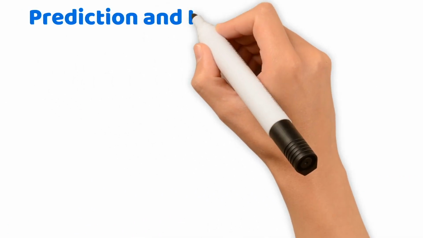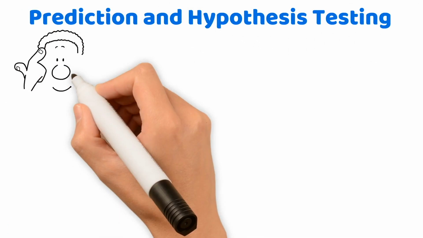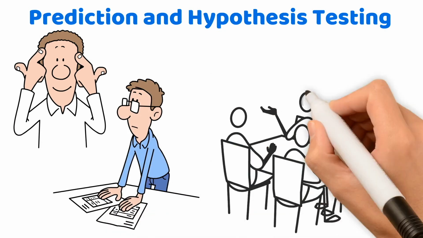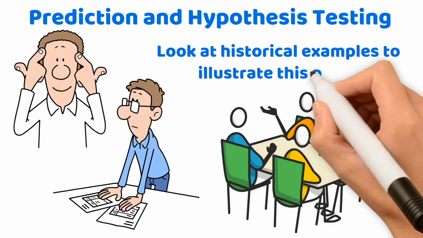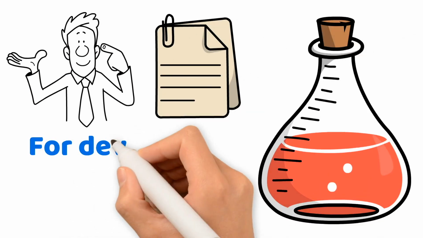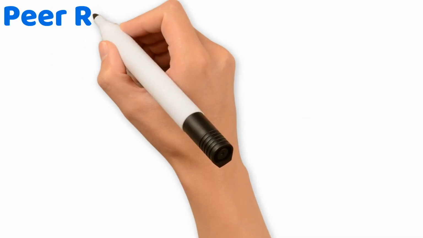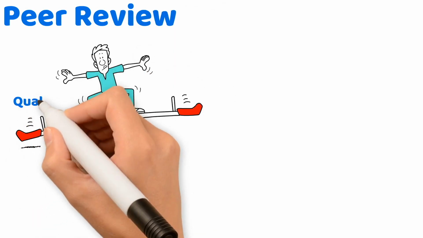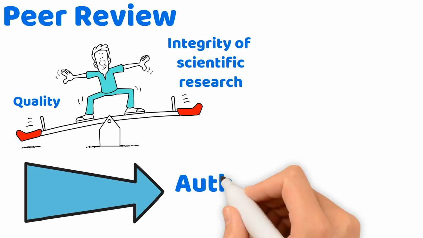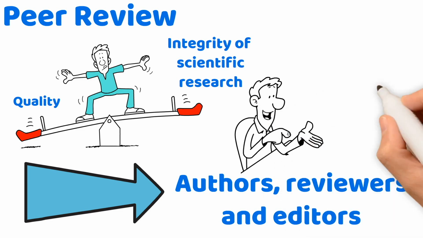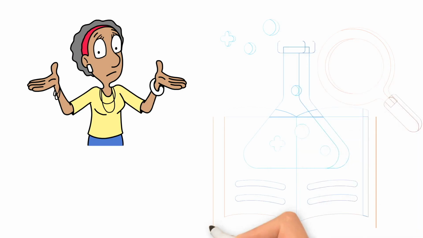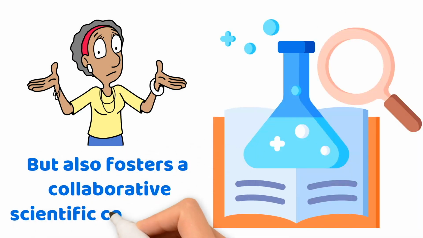Prediction and hypothesis testing. Prediction is a powerful tool in science used to test the validity of hypotheses. We'll discuss how accurate predictions strengthen theories and look at historical examples to illustrate this point. Understanding the predictive power of hypotheses and their testing is crucial for developing a solid scientific argument. Peer review. The peer review process is critical for maintaining the quality and integrity of scientific research. We'll go through the roles of authors, reviewers, and editors and discuss how to critically evaluate peer-reviewed articles. This process not only ensures the accuracy of scientific knowledge, but also fosters a collaborative scientific community.